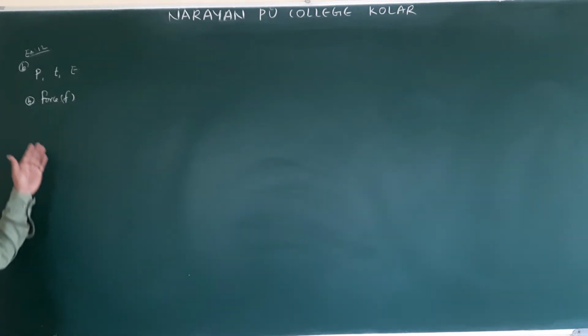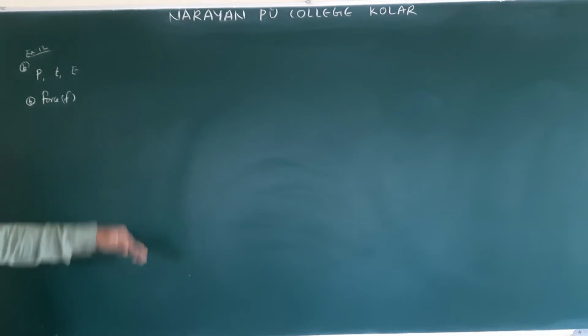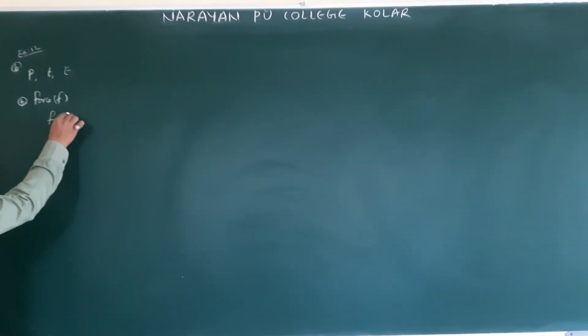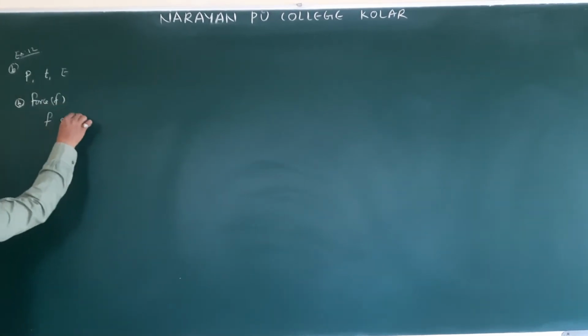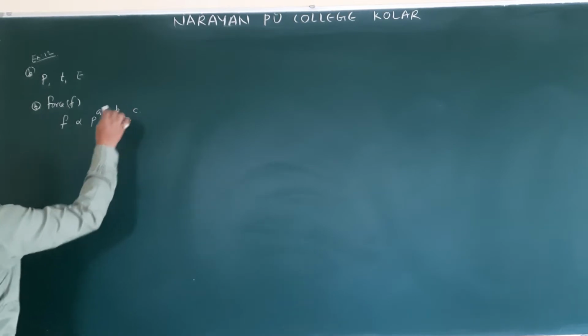So yesterday we were discussing example 12. I think all of you might have done it, but just once I am trying to do it. F is directly proportional to momentum power A, time power B, energy power C.